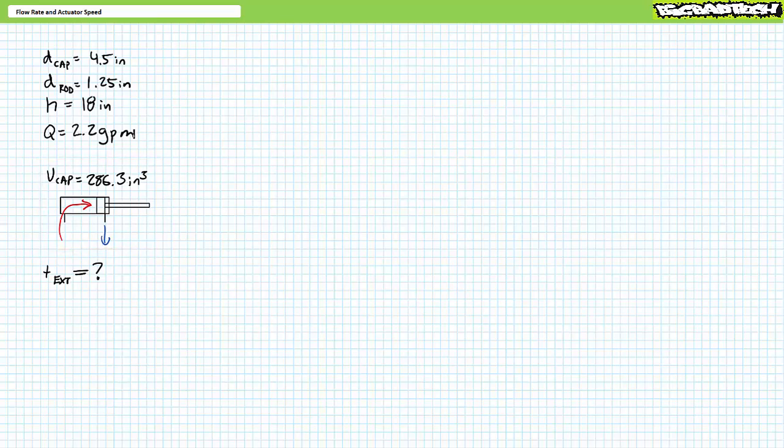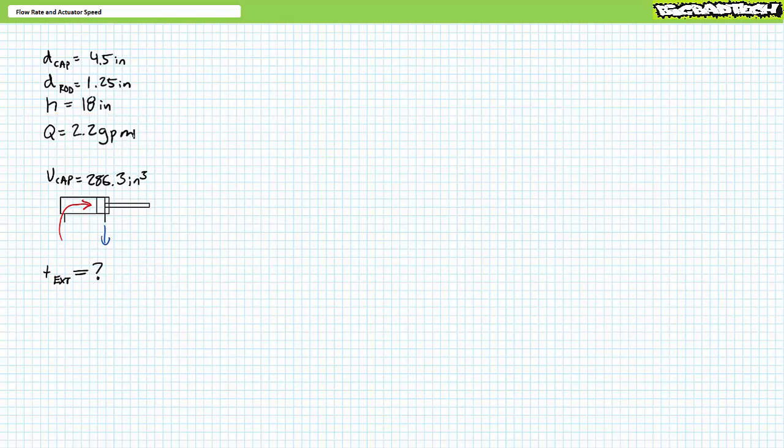Let's deal strictly with the act of extension first. Extension necessitates oil enter the cap end port and fill the fully cylindrical cap end. Only when 286.3 cubic inches has filled the space will this cylinder fully extend the 18-inch rod. The act of extension also implies that the rod end is simultaneously evacuated. Let's say the cylinder is subjected to a flow rate of 2.2 gallons per minute. And again, we're being asked to solve for the extension time.